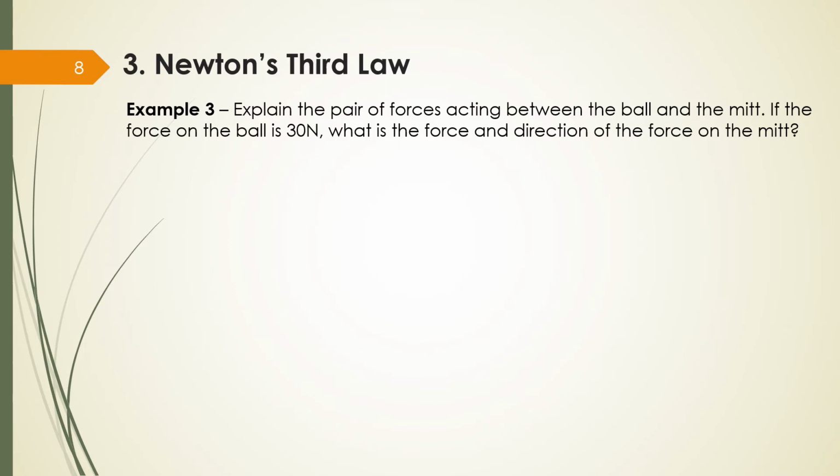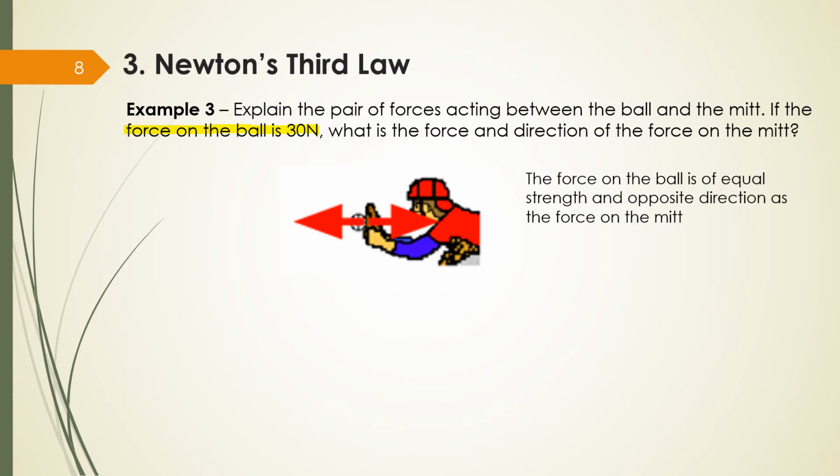Let's do another example. Explain the pair force acting between the ball and the meat in this picture. If the force of the ball is 30 newtons, what's the force and direction of the force on the meat? So here I have the force on the ball is 30 newtons. The force on the ball is of equal strength and opposite direction as the force of the meat.